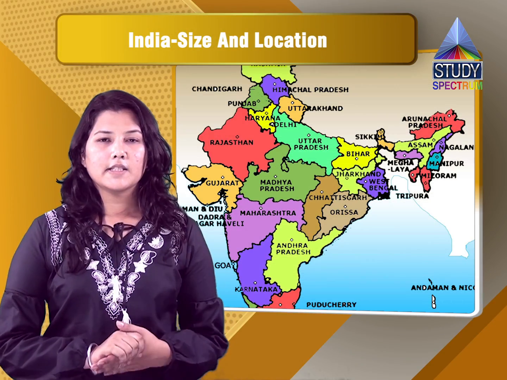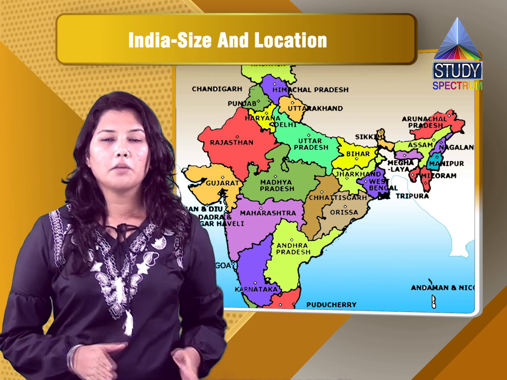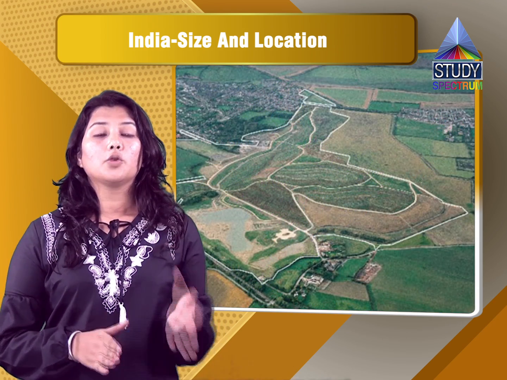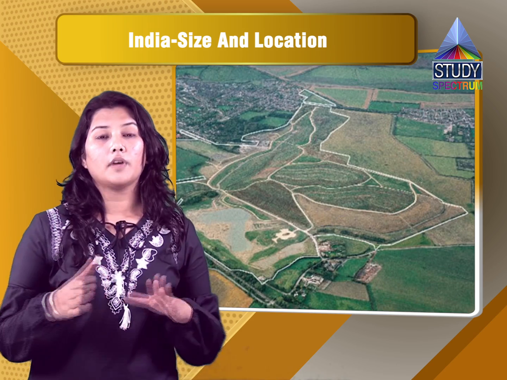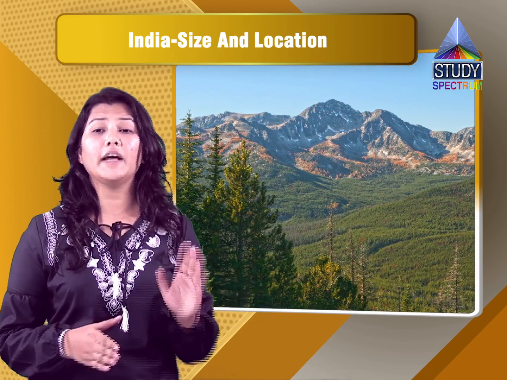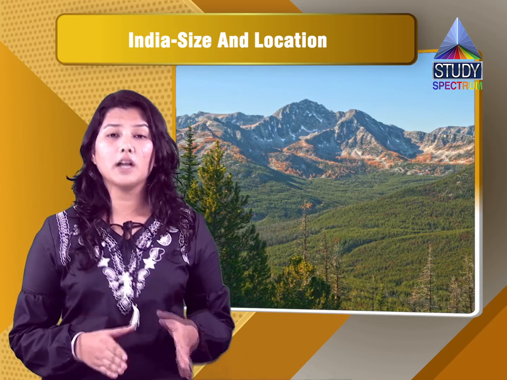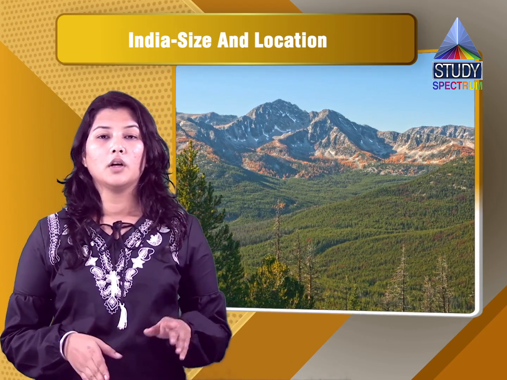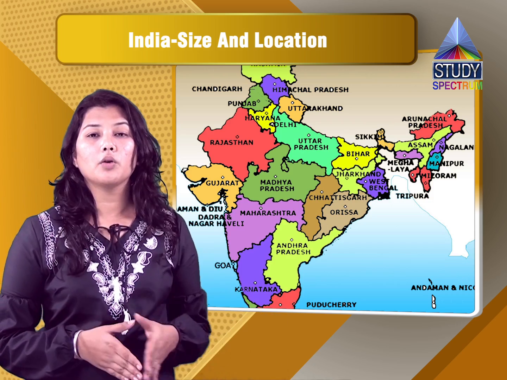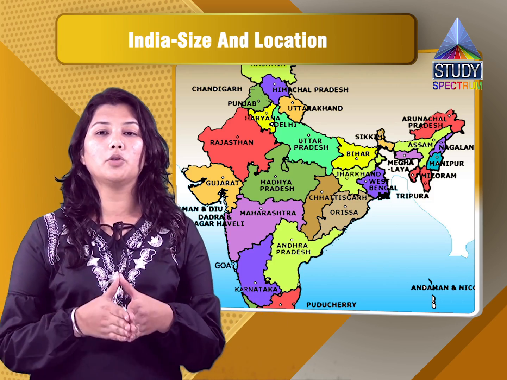Let's talk about India's size. India's landmass is 3.28 million square kilometers. The total area, in comparison to the geographical area of the world, is just 2.8%. It is the 7th largest country of the world. Now let's look at the land boundary. It has a land boundary of 15,200 kilometers.